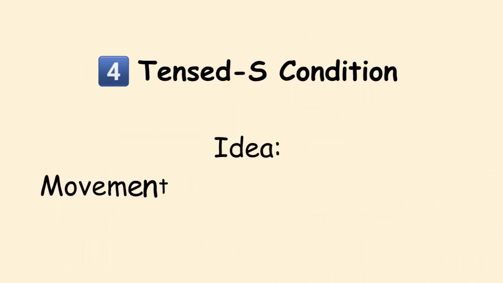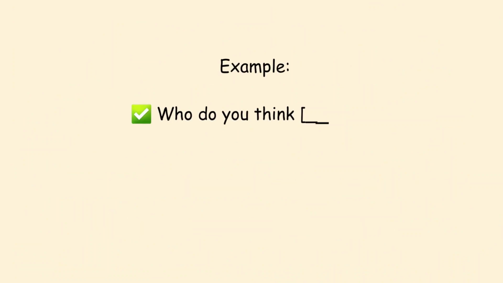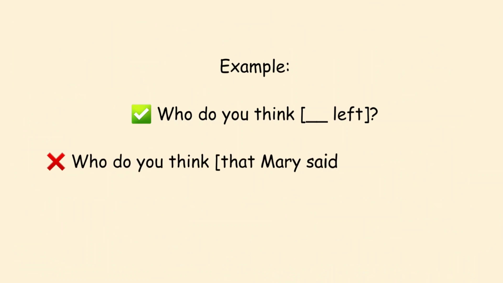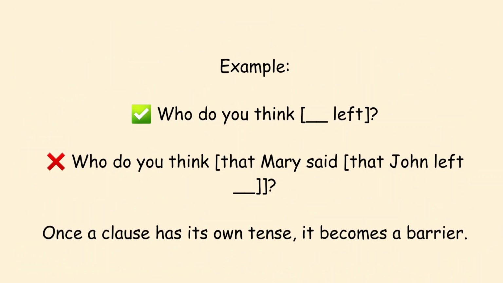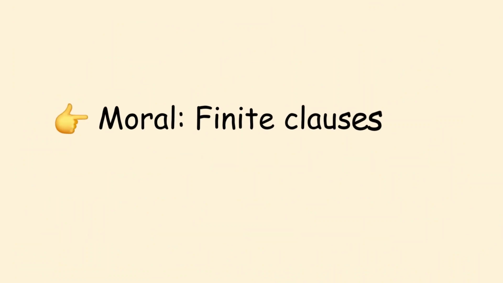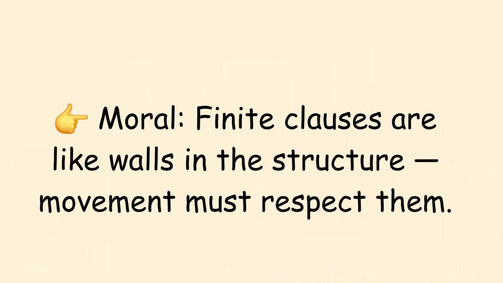Fourth, tensed S condition. Movement cannot cross a tensed, finite, clause boundary. Example. Who do you think left? Is correct. Who do you think that Mary said that John left? Is wrong. Once a clause has its own tense, it becomes a barrier. You can't move across multiple tensed clauses freely. Finite clauses are like walls in the structure, movement must respect them.